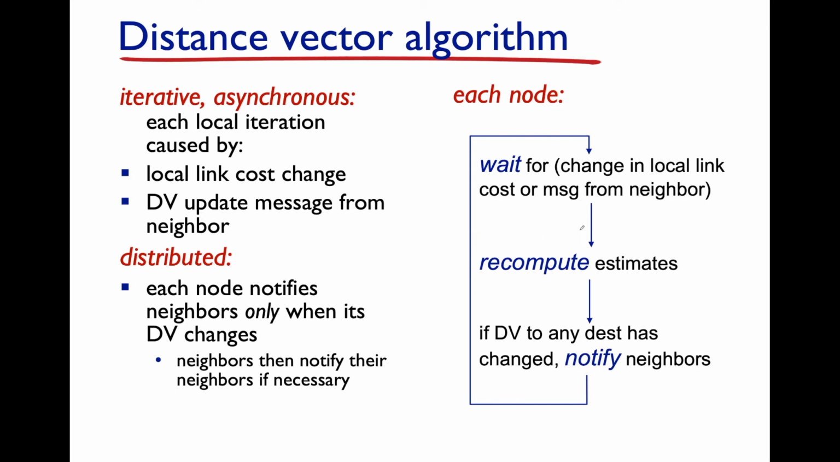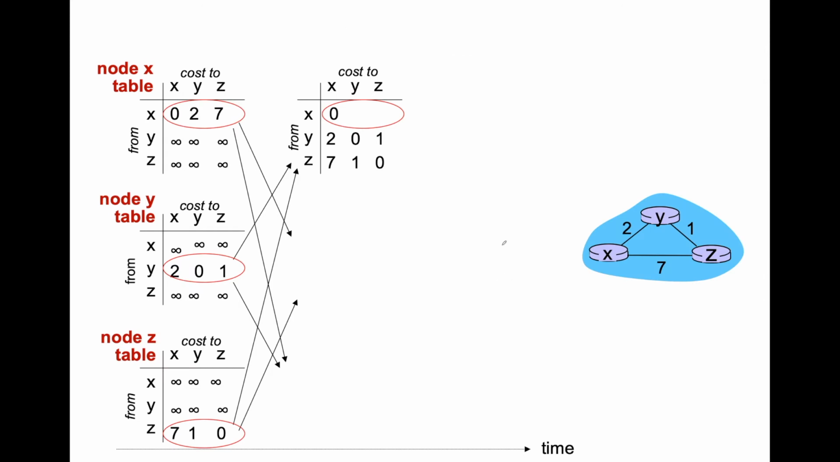So what does each node, each router, do? They wait for a change in either a local link cost or a distance vector message, sometimes also called a router message, a distance vector update, from a neighbor. And when one of these two things happens, it recomputes its own estimate, and if that recomputation results in a change to its distance vector, then it sends it to each one of its neighbors. Okay, so let's take a look at an example. It's a simple example, but it certainly illustrates all of the components associated with distance vector routing.